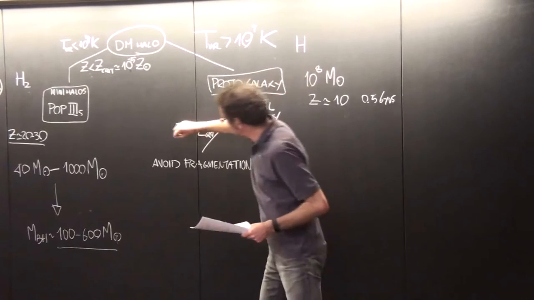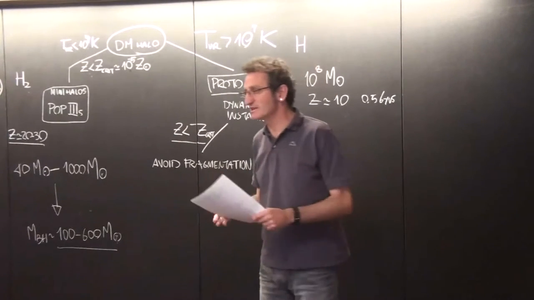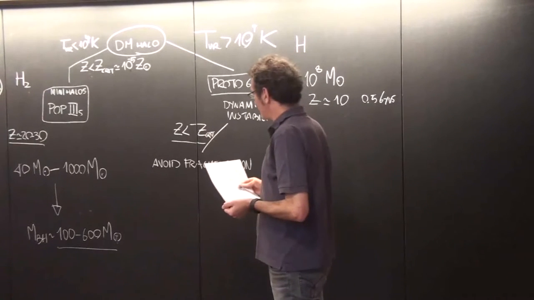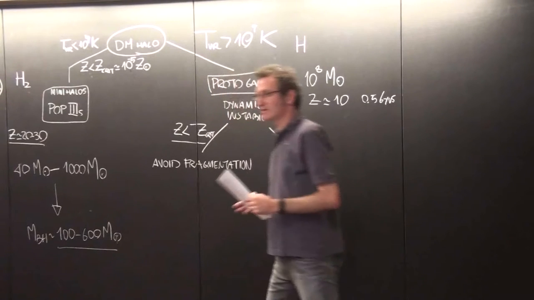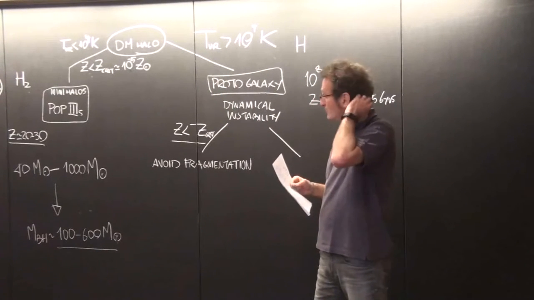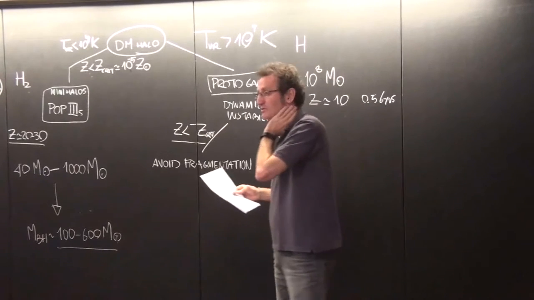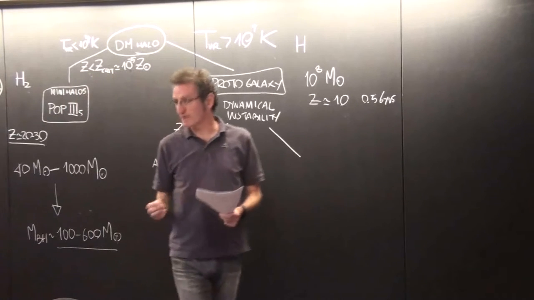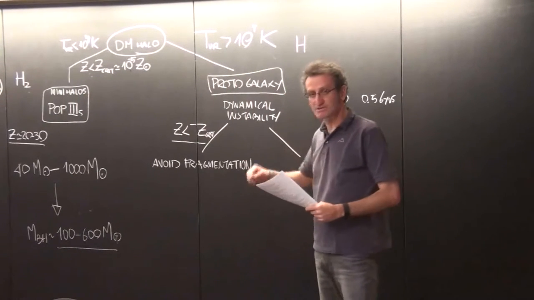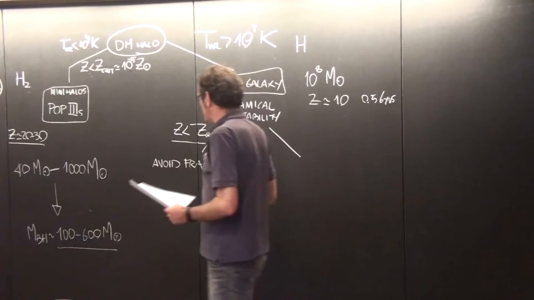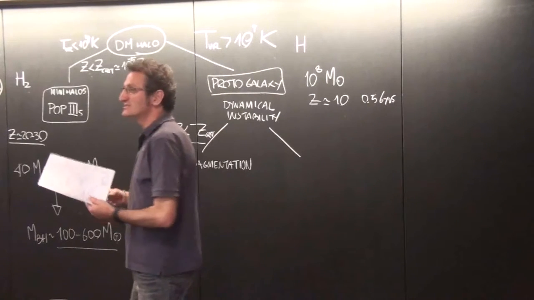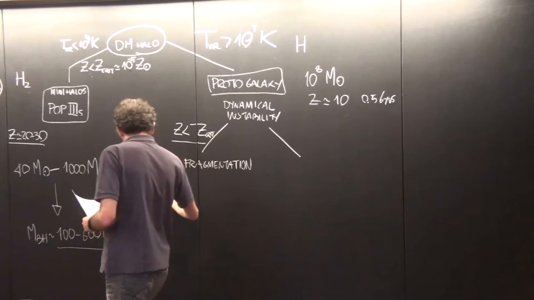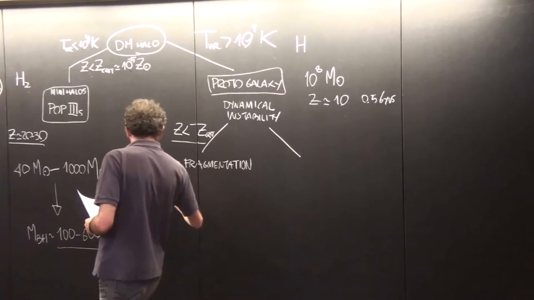This condition of no fragmentation is necessary, but it's not sufficient. This is my understanding of it: if you want to avoid fragmentation, you have to destroy the molecular hydrogen that is going to form in these halos, and to do that, you need a UV dissociating flux which is large enough. So there is a name for it, which is J crit. Everything is critical.